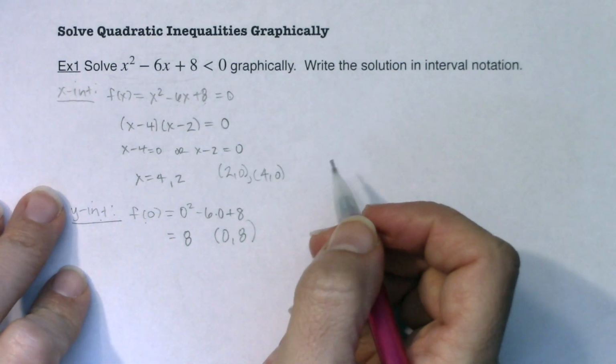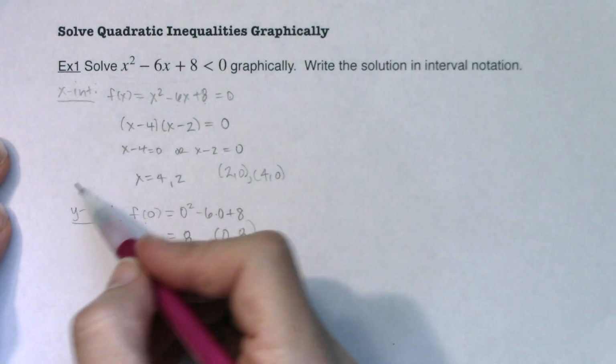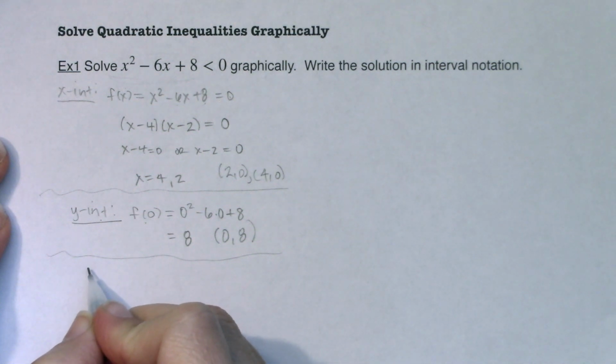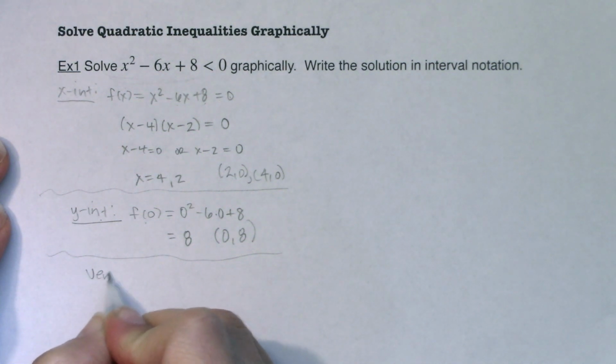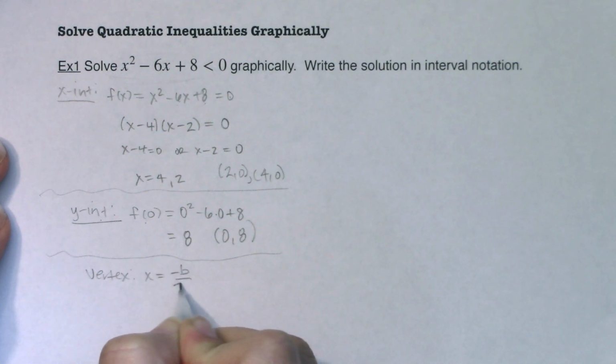Another point that could be interesting and helpful for us would be the vertex. So let me just put a little separation in here. Anytime you want to find the x-coordinate of the vertex, it's always x equals negative b over 2a.